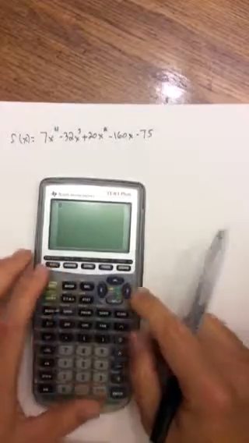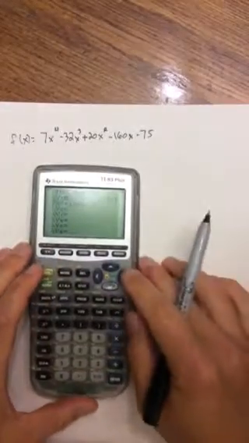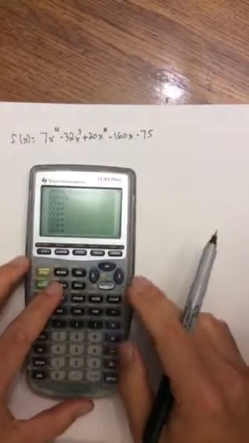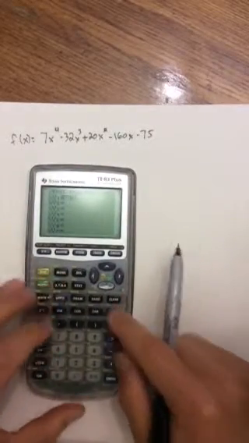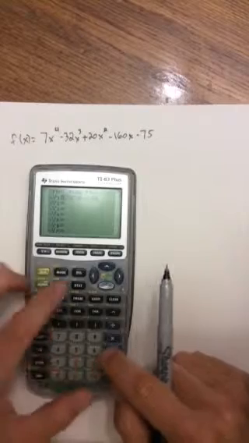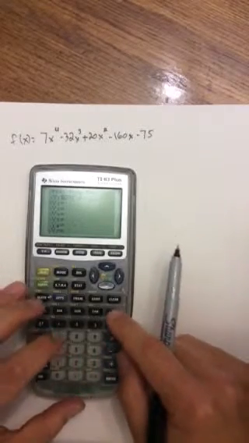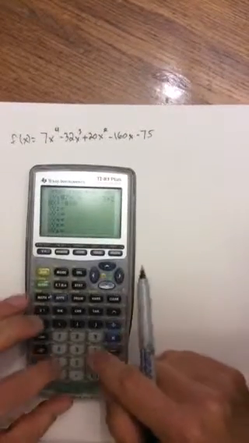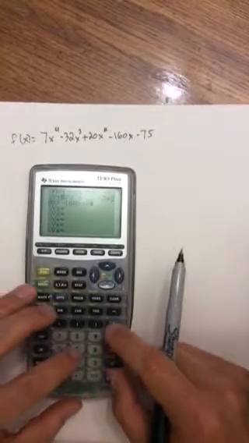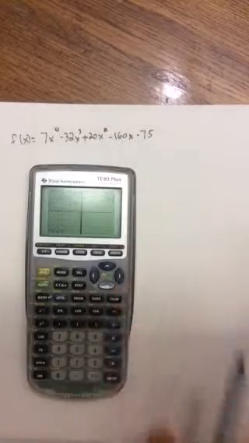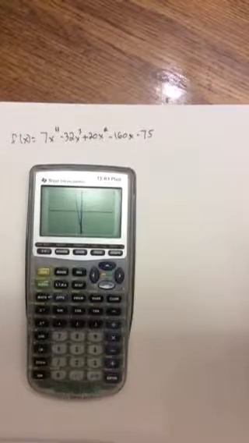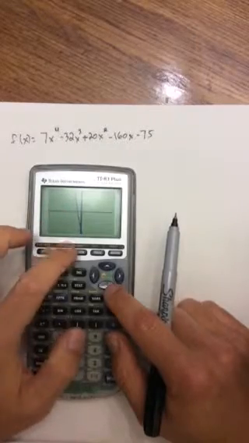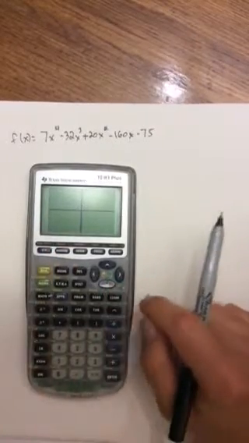So, if we go after our function, I'm going to just take our old one out. Let's go ahead and put our new one in. 7x to the 4th minus 32x cubed plus 20x squared minus 160x minus 75. Okay? So I'm going to graph. I should have probably gone to a standard window, so I'll go zoom 6. I forgot that I was zoomed that way.